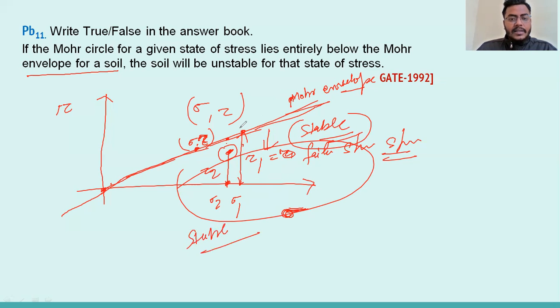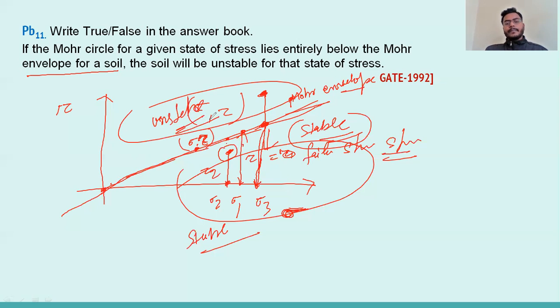Now let's take a point somewhere else here. You applied some normal stress σ3. When you increase the shear stress, it will fail here. It cannot reach here. And suppose you directly applied some shear stress of this value, the soil will not be stable. It will fail. Right? So this is the area for unstable.